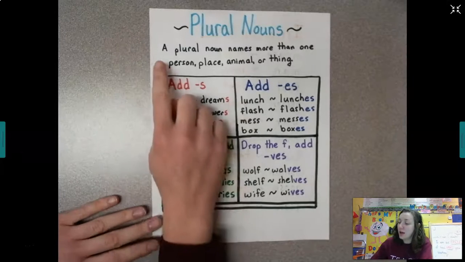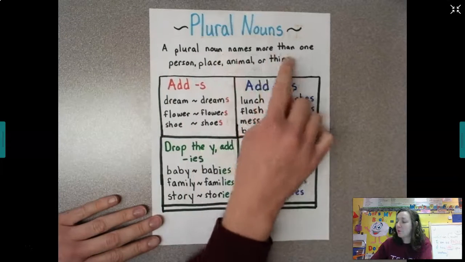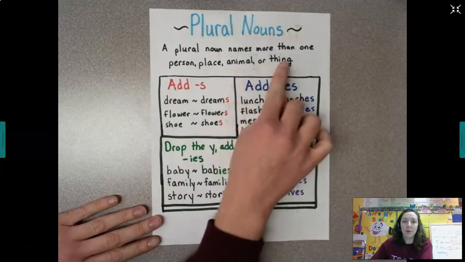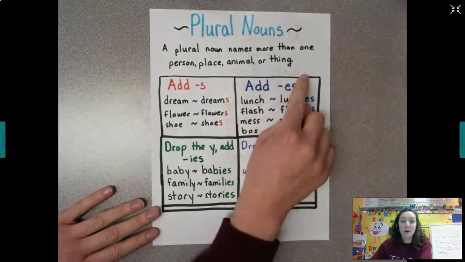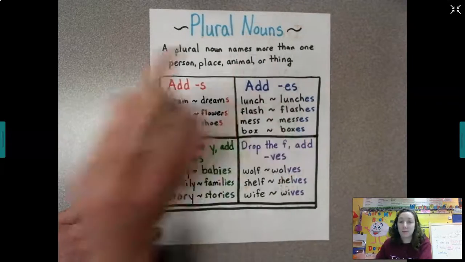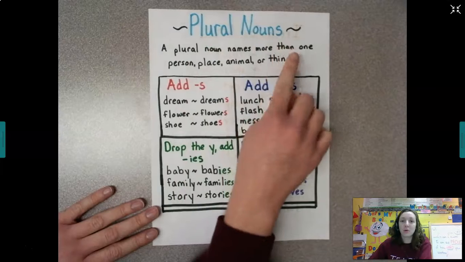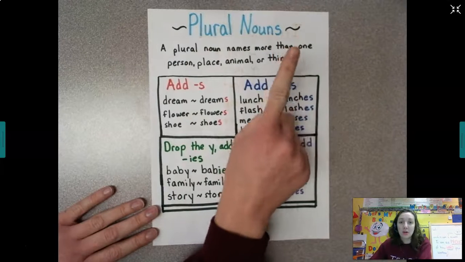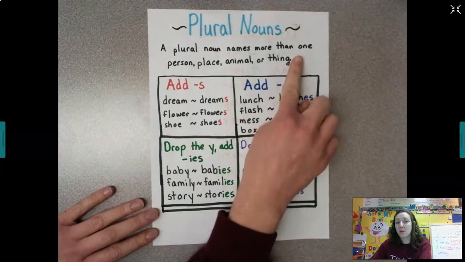So just a reminder, a plural noun names more than one person, place, animal, or thing, because remember, nouns are our people, places, things, or animals, okay? And so plural nouns are more than one. Remember, one is singular, plural is anything more than one, okay?